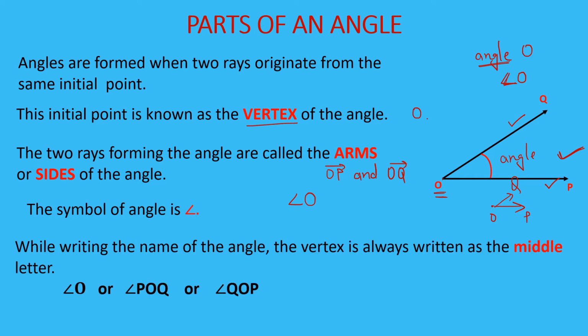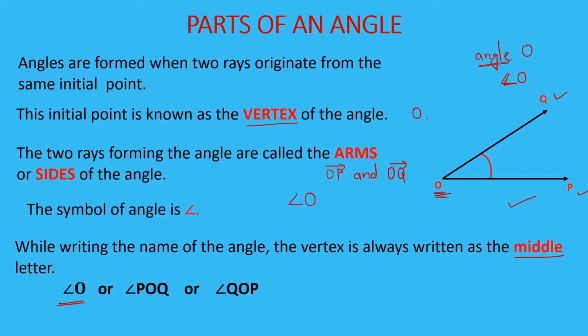Now we have the most important point in this, and that point is that while writing the names of the angle, the vertex is always written as the middle letter. What is its meaning? See, this is our angle. You can see this figure. Our angle is O. So either we can write angle O, or we can use P and Q also. So we can write POQ, QOP.